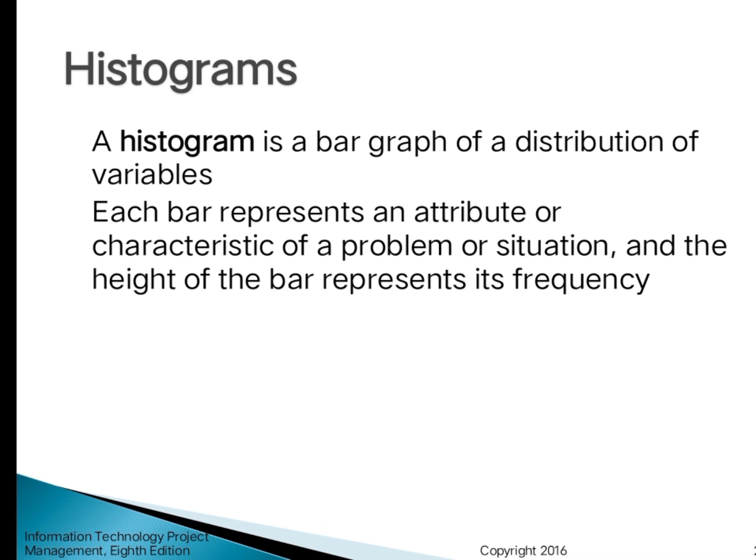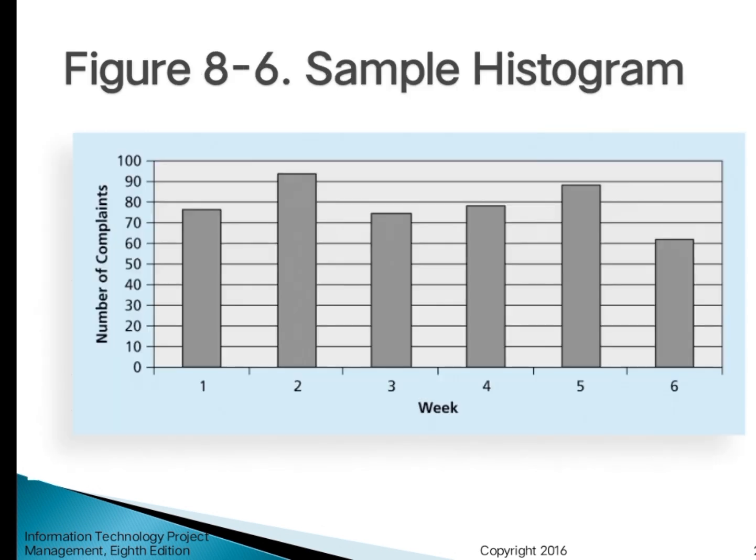So next is the histogram. A histogram is a bar graph of a distribution of variables. Each bar represents an attribute or characteristic of a problem or situation, and the height of the bar represents its frequency. The next slide will show an example of a histogram.